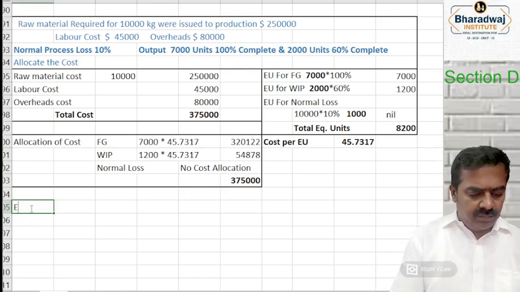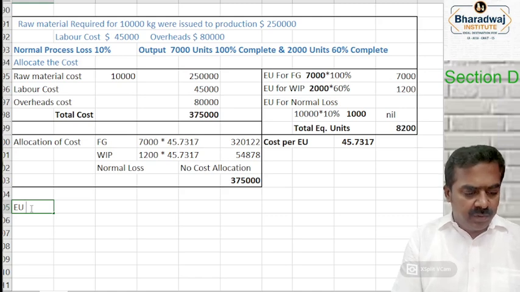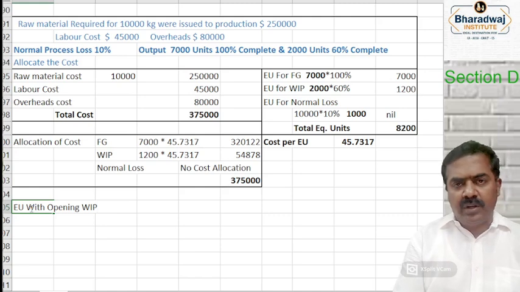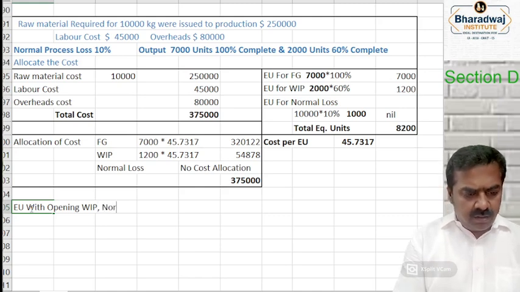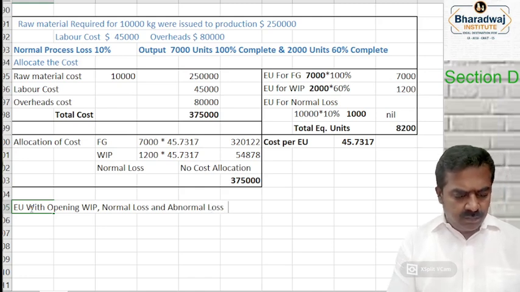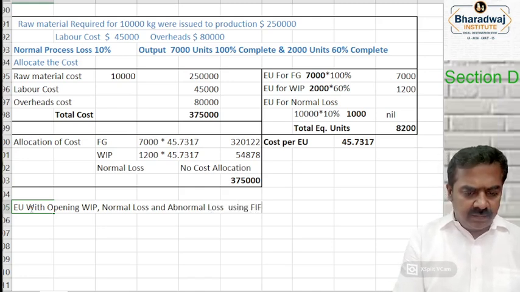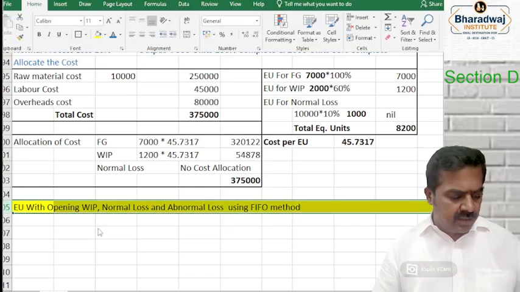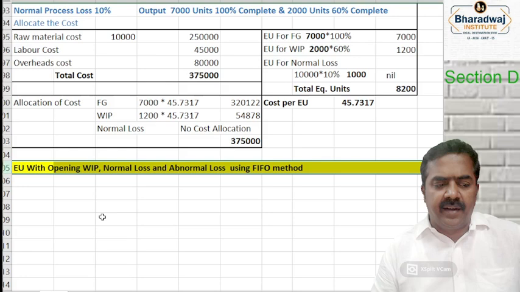Start. Equivalent unit. Please take up the theory, then we will continue. Equivalent unit with opening WIP, normal loss and abnormal loss, using the FIFO method. FIFO method means first in, first out method. First manufactured, first sent out, like that.